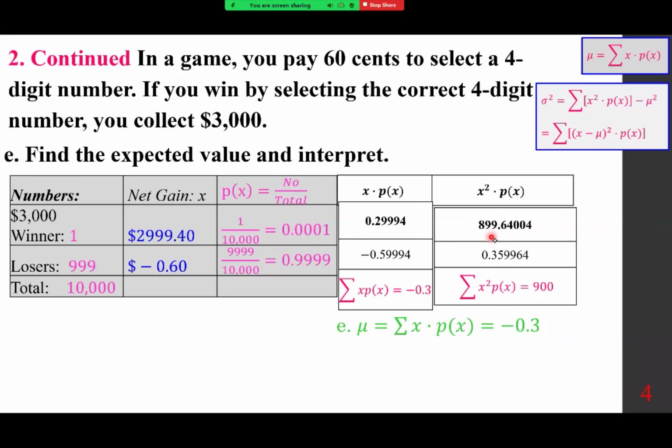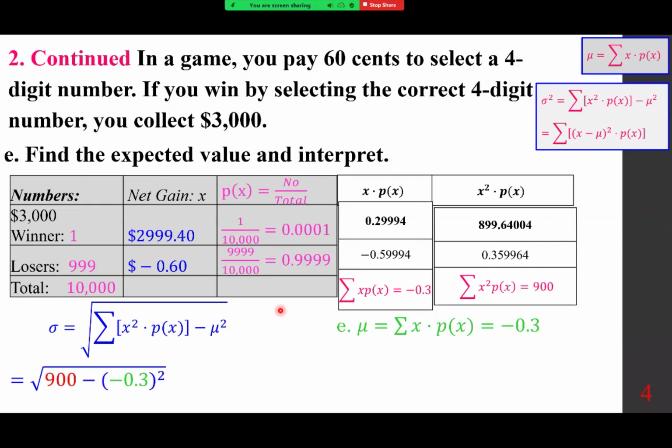Now if I want to find the variance, I use this formula. And if I want a standard deviation, I use the same formula. I take a square root of that. We are interested in sigma, standard deviation. So square root of this number minus mu, which is this quantity squared. So square root of 900 from this column minus mu, which is negative 0.3 from the previous column, quantity squared. And you come up with the answer.